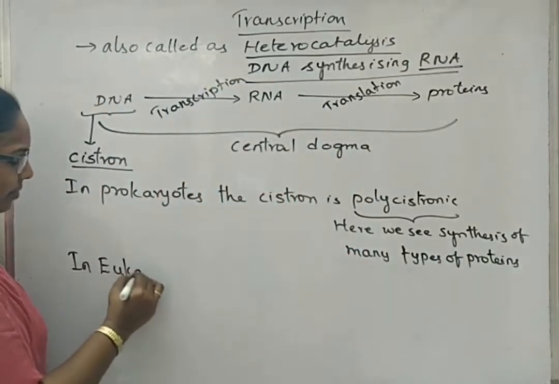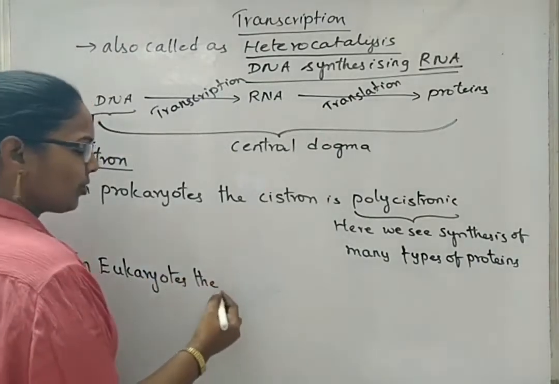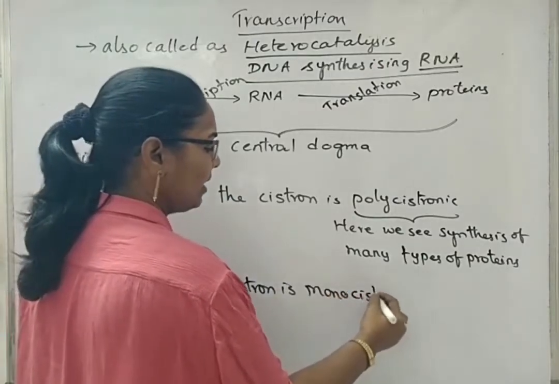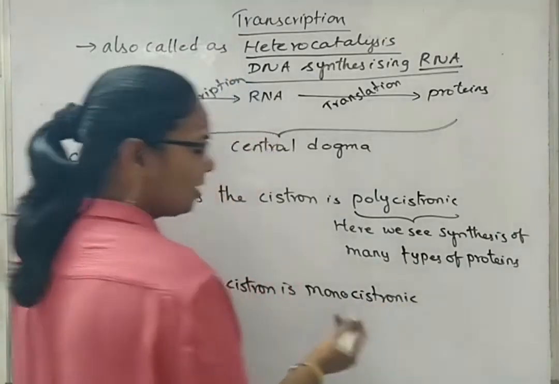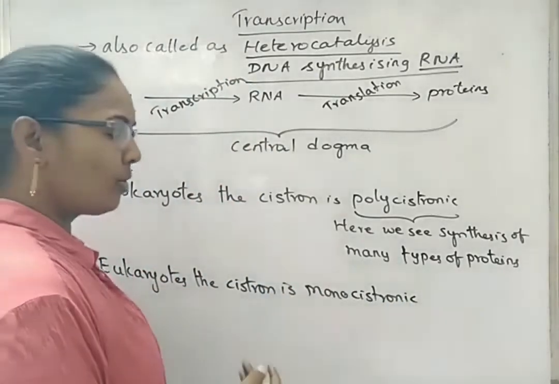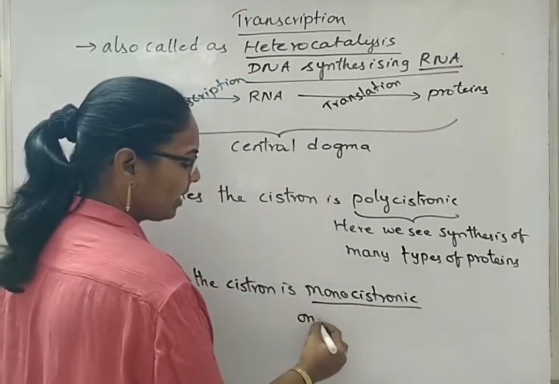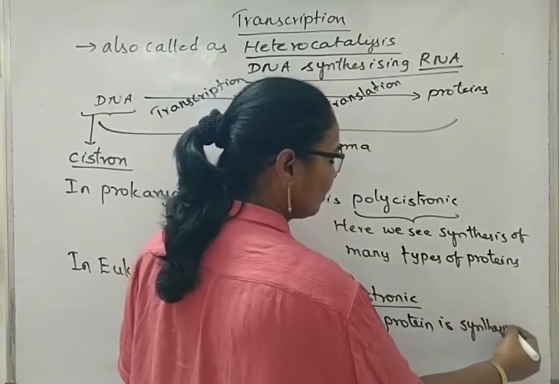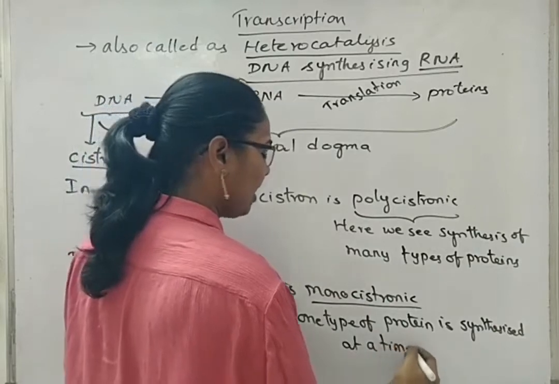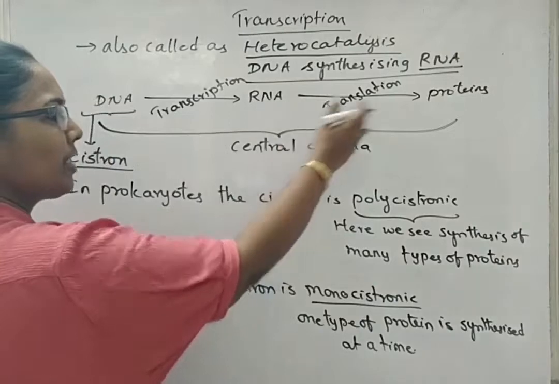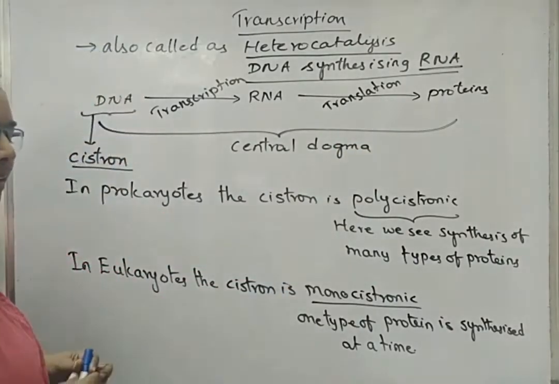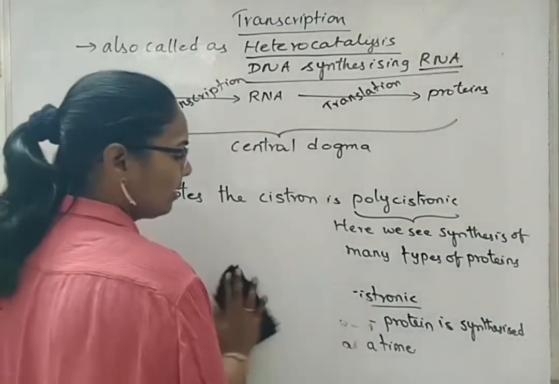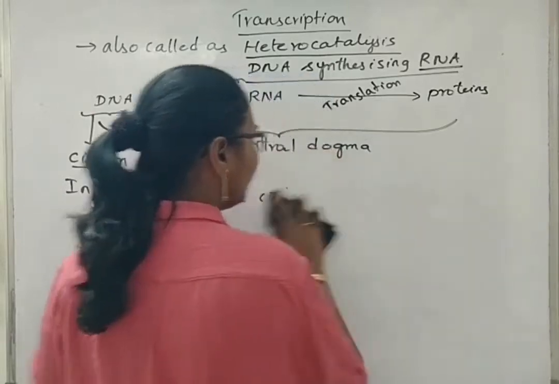In eukaryotes, the cistron is monocistronic at one time. The cistron is monocistronic, means at a time only one type of protein is synthesized and later another type of protein is synthesized. But all types of proteins are not synthesized at a time. One type of protein is synthesized at a time. Later, another type of cistron will include the process of total transcription, translation, and later another type of protein is synthesized later, means one after the other. This total transcription process includes the involvement of DNA and different types of enzymes and different types of DNA sequences or gene sequences.